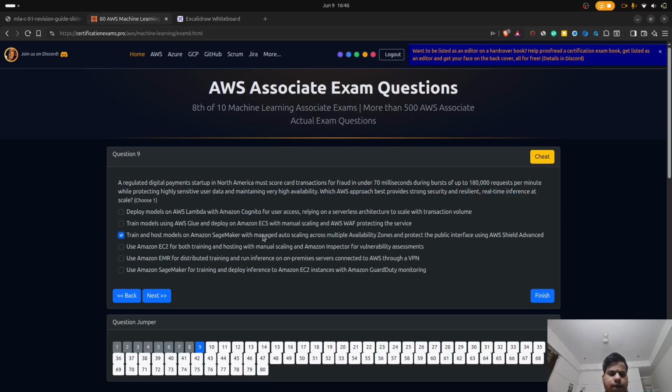Yes, this. Train and host the model on Amazon SageMaker with auto scaling across multiple availability zones and protect the public interface using AWS Shield Advanced.